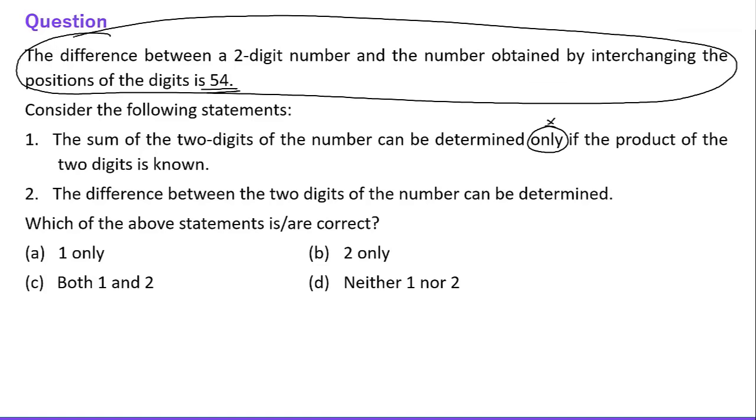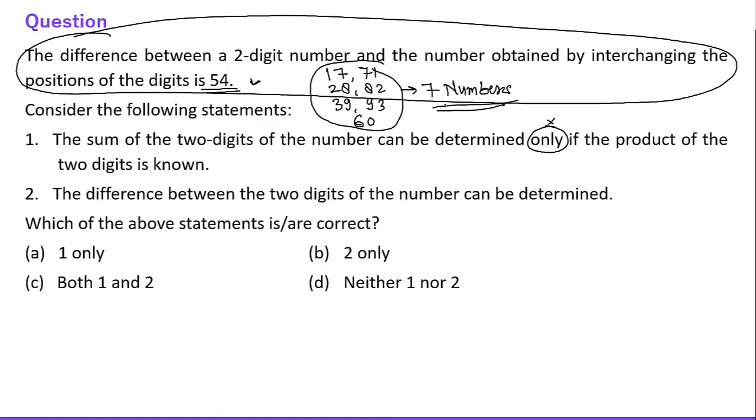But anyways, everyone, on the basis of this information, we can find the numbers. The numbers are 17, 71, 28, 82, 39, 93, and 60 also, we can say, right? So in total there are 7 numbers where the difference between the original number and the number obtained by interchanging the digits is equal to 54, right?